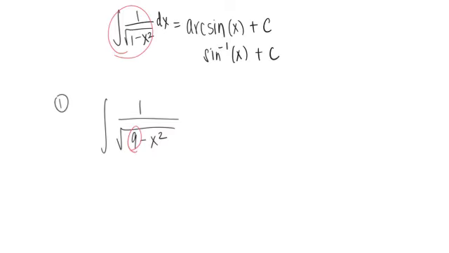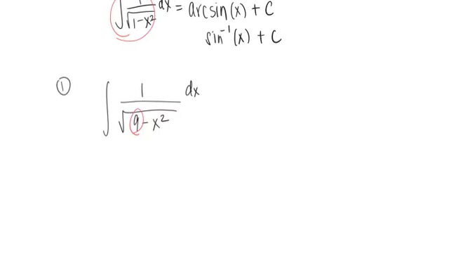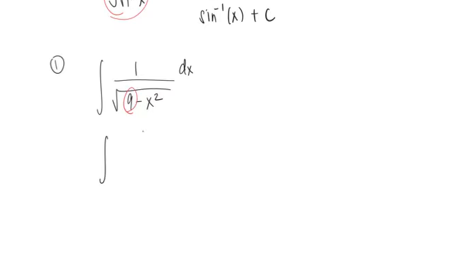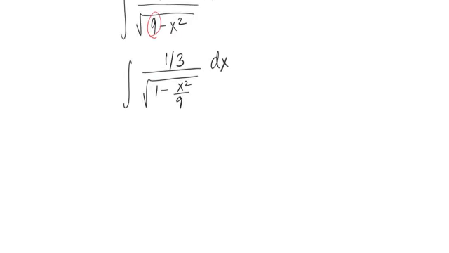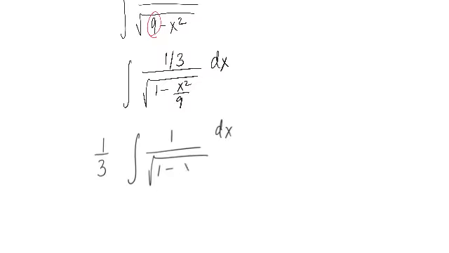So these are fairly easy in that what we need to do is divide by that 9. Now we're inside a square root, so we're dividing by 9 inside a square root here. So that means outside the square root on top, I would divide by 3. So then I have 1/3 out front, and then I have 1 dx, and on the bottom, square root of 1 minus (x over 3), the quantity squared.